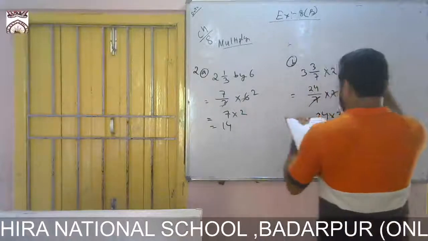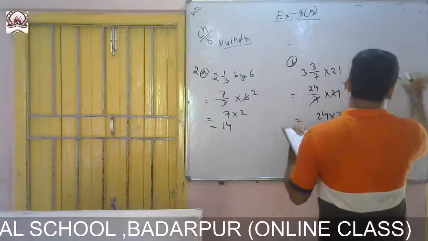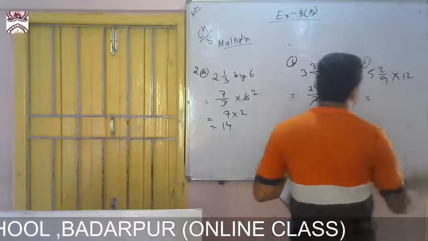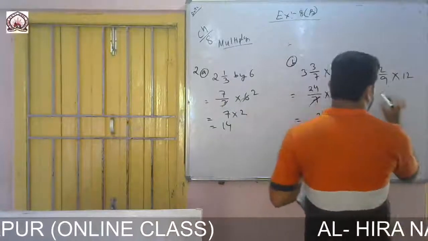Now come to C. What is there? 5 2 by 9 into 12. Okay. Now 9 5s are 45. 45, 46, 47.